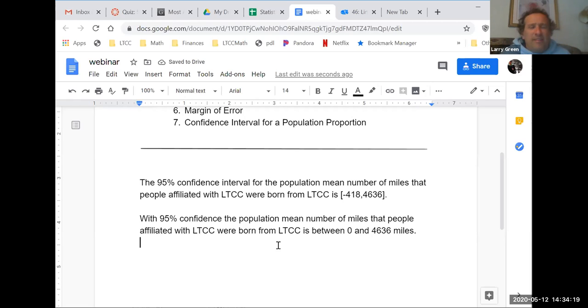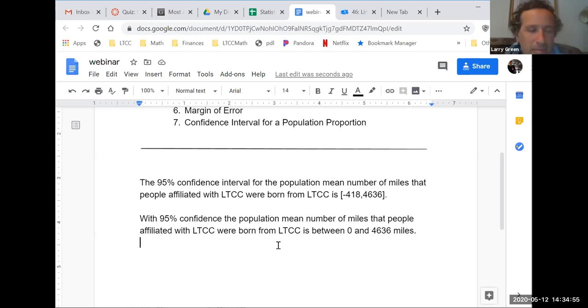By the way, is this a very useful confidence interval? Because I want to emphasize a few things. Like, now that we saw this, do you have information you can tell all your friends about? Because now you know that the population mean number of miles that people affiliated with the campus are born from LTCC is somewhere between 0 and 4,636. No, I mean, you knew that before we even looked at any numbers.